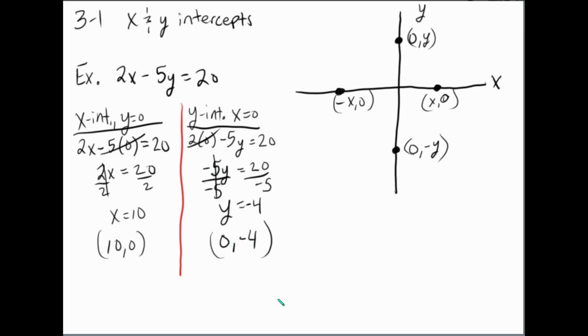Now, if I had a follow-up question to this, I could plot both of those points on a graph, and I could graph with this information. This is just a rough sketch of my graph, but 0, negative 4 will fall somewhere around here. 10, 0 will fall somewhere around here. If I were to connect those two, that would be enough information for me to graph a linear function as well.